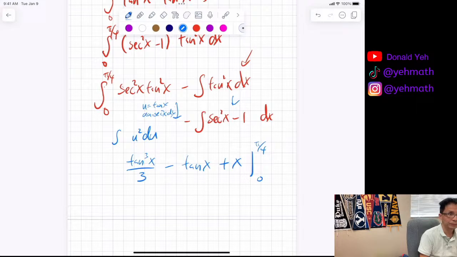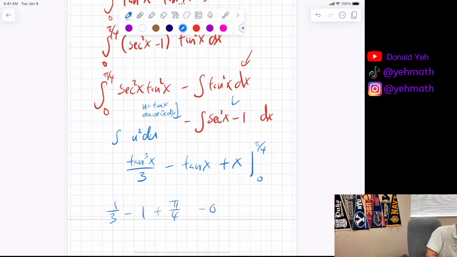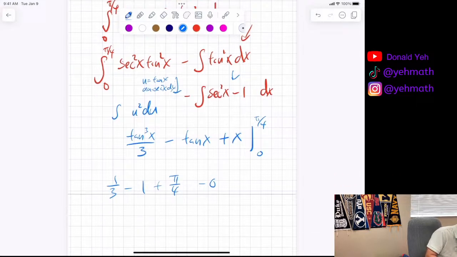You put them back in at the end, once you finish every single part. I'll come back to x. Okay, that makes sense. I see. So that's 1 over 3 minus 1 plus pi over 4 and the minus 0. And that's going to be negative 2/3 plus pi over 4.